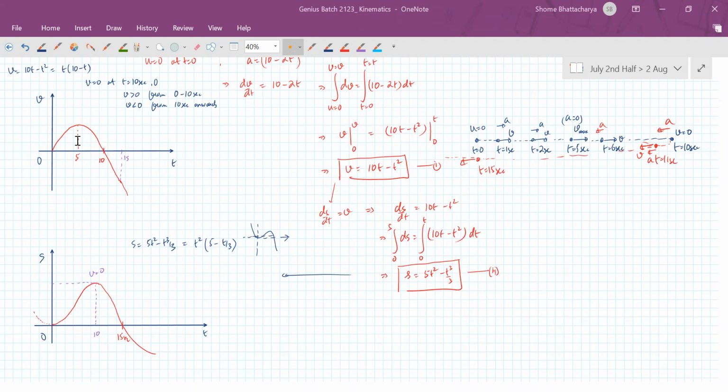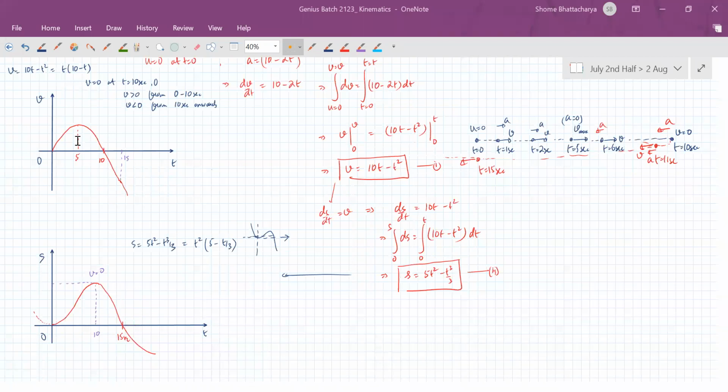What is happening at 5 is that the slope of Vt is 0. Na? So that means the acceleration is 0. Yes, sir. Just before 5 the acceleration was positive. Just after 5 the acceleration is negative. So it's changing from acceleration state to deceleration state.